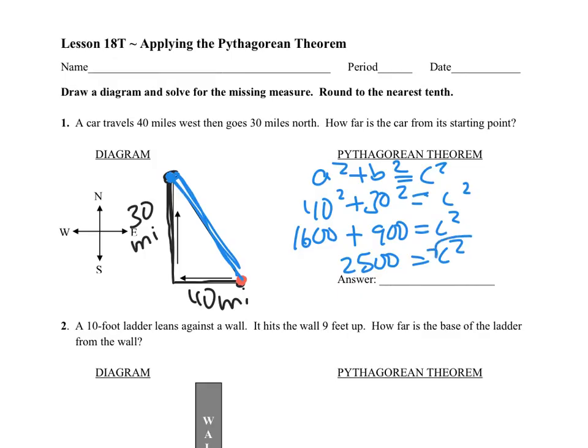Next thing I'm going to do, to get rid of the square, I'm going to take the square root, and I end up with a hypotenuse c being equal to, what's the square root of 2,500? That is 50. And what is my unit of measurement? My unit of measurement is 50 miles. Okay, so that is the distance from my starting point to my end point. Okay, on to number two.